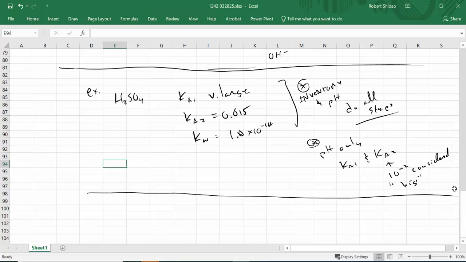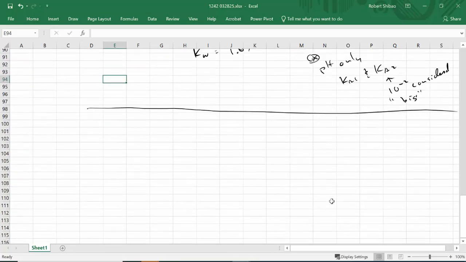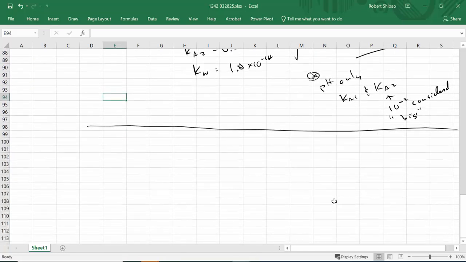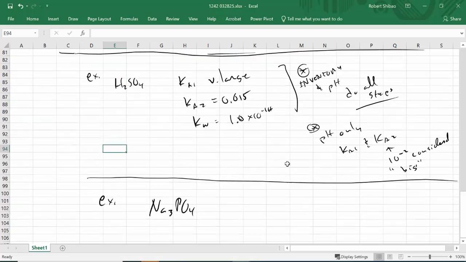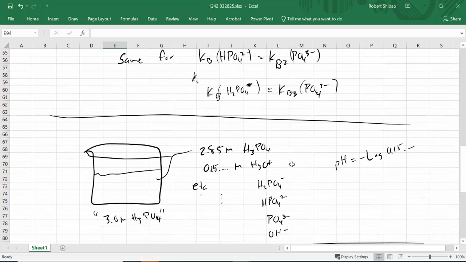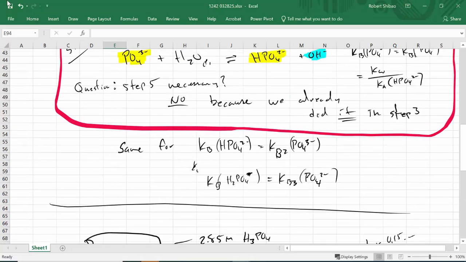Now, when would we do all those Kbs? So I'm not quite finished here. So the next example, let's look at sodium phosphate. So the general rule goes like this. This is how you can remember this.